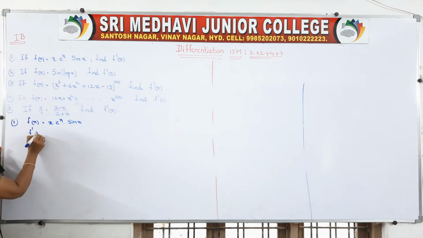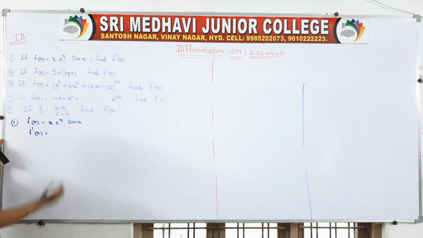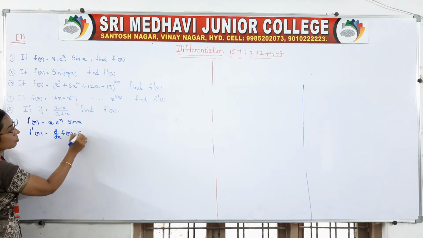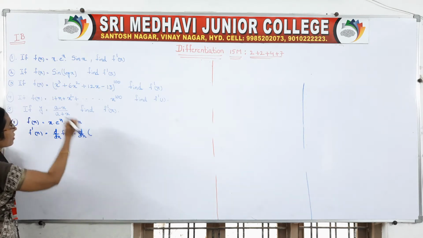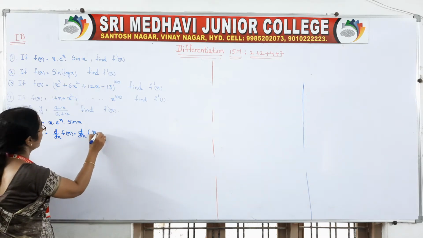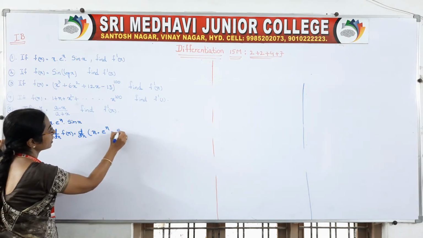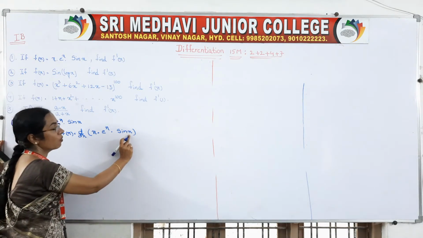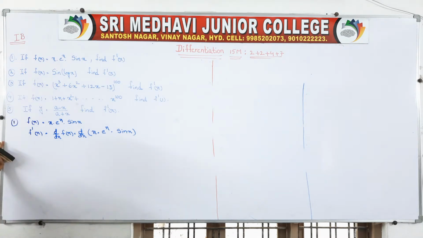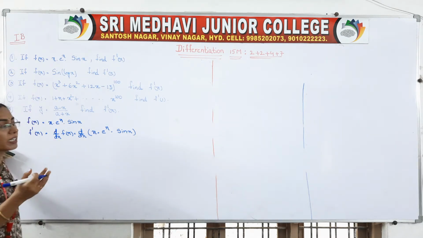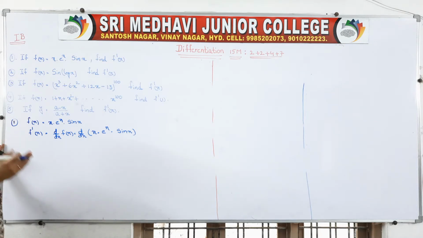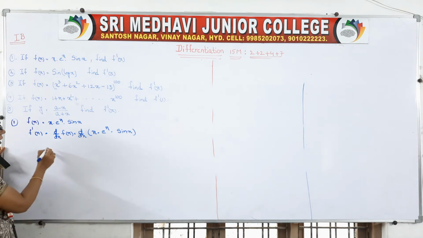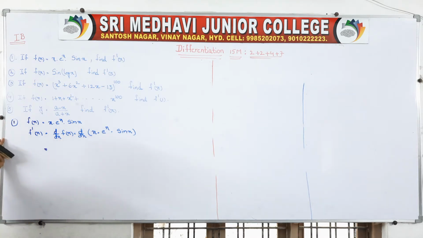So what is the meaning of f dash x? f dash x is equal to d by dx of f of x. So that is d by dx of x into e to the power of x into sin x. So it is a product form, product of 3 terms. What I said: differentiate one term, keep the remaining terms as it is. Next differentiate the second term, keep the remaining terms as it is. Differentiate the third term, keep the remaining terms as it is. That is the procedure to follow for product form.